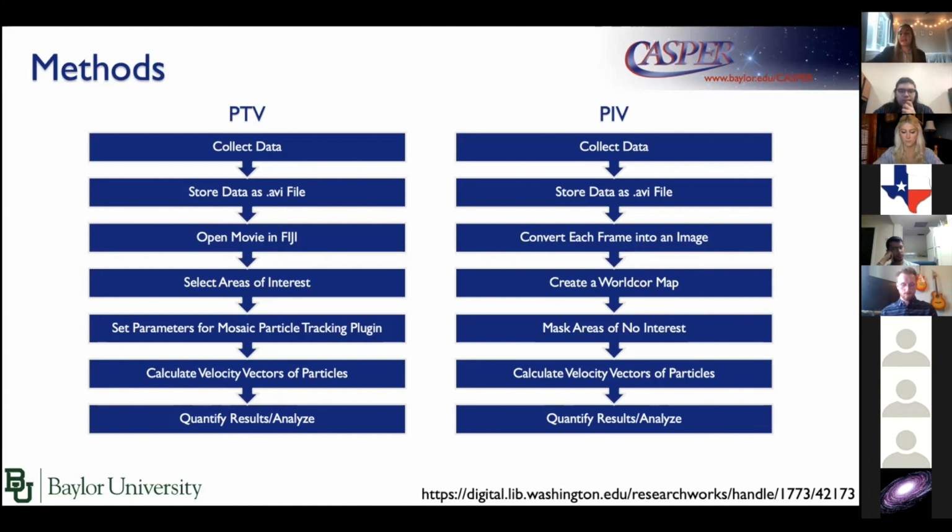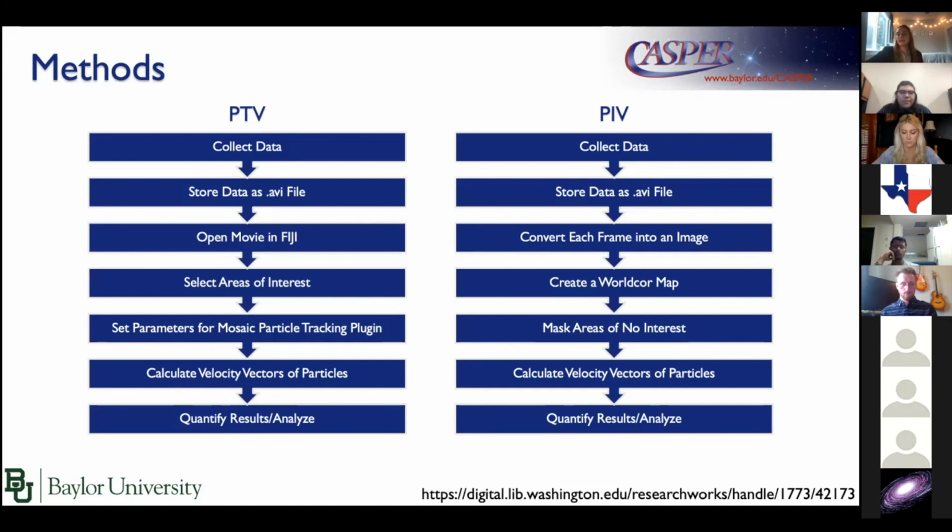In PIV data analysis that is run through the program MATLAB, we first convert every frame into an image or BMP file that is stored within the experiments folder. Then we create a world core map, which is a single frame with 9 evenly spaced dots that are sized to 5 pixels that is placed over every frame in the movie. This world core map is used as a reference point for the PIV to track the groups of particles.